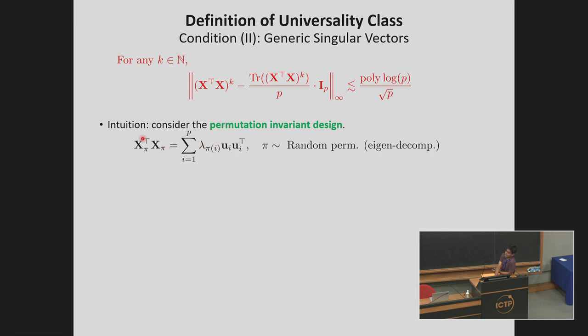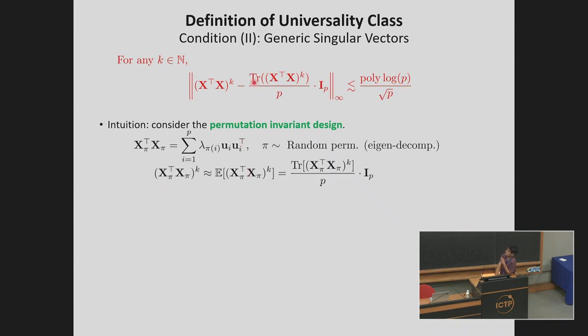In our thought experiment, the design has the property that if you look at the covariance matrix of the design and its eigendecomposition, where the lambda i's are the eigenvalues and the ui's are the eigenvectors, then the lambda i's are randomly matched to the corresponding eigenvectors. So the coupling between the eigenvectors and eigenvalues of the covariance matrix of the design is given by a random permutation.